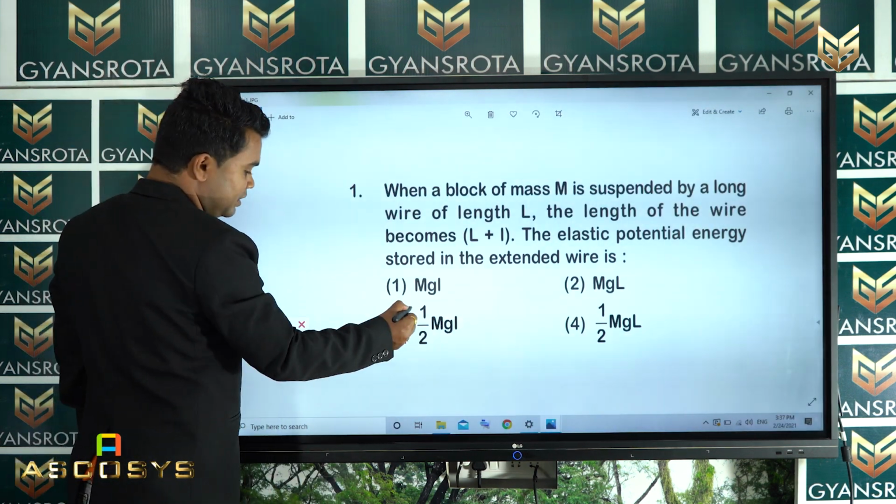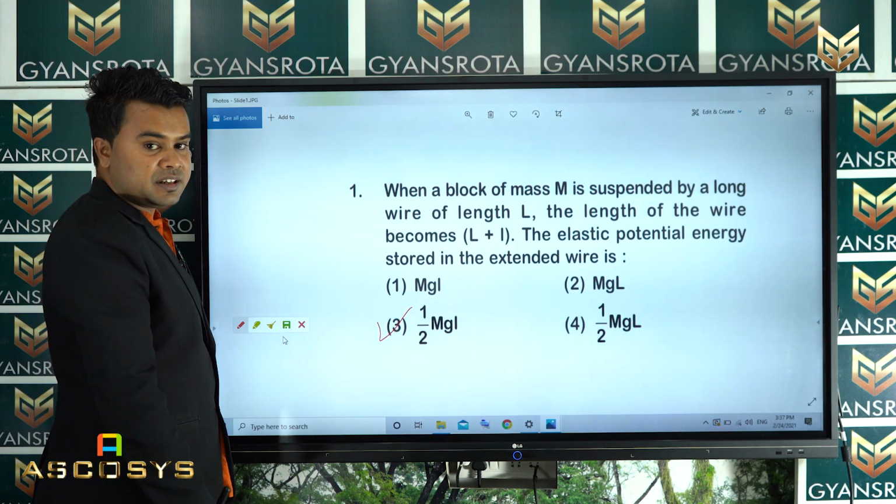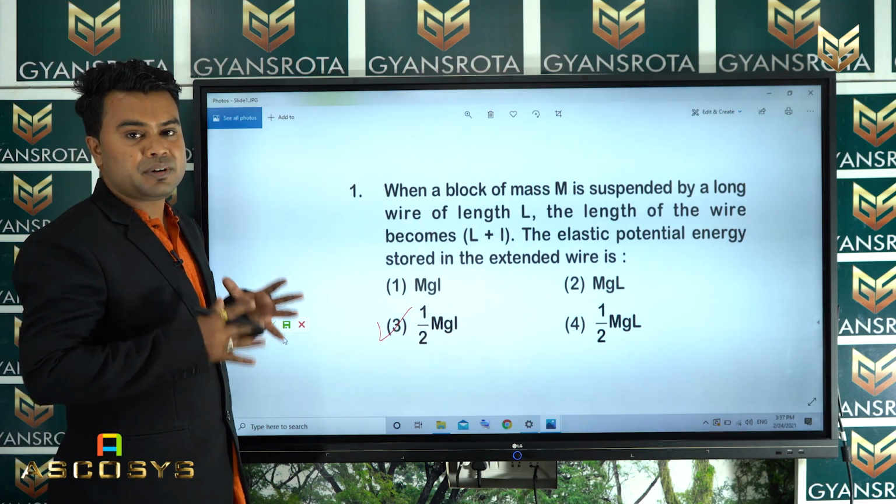Now you need to see the options. It will be option number 3. So this is the correct answer. This is question number 1. Let us see question number 2 now.